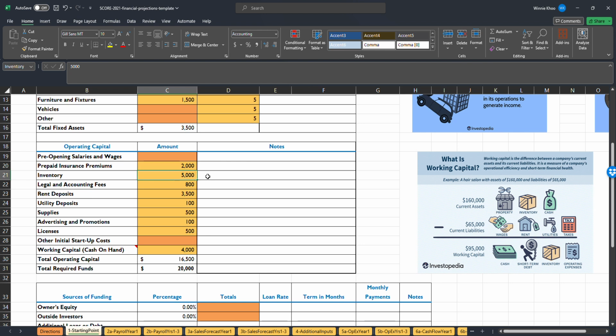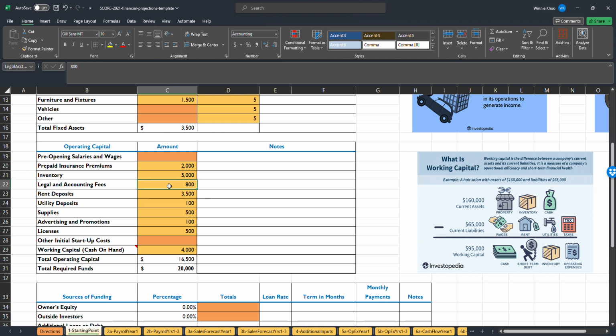For inventory, if you have a storefront, or if you have an Etsy, and you need to store up inventory for people to buy, you would put essentially the value or the purchase price, like how much you purchased it for, that's what you'll put here in inventory.